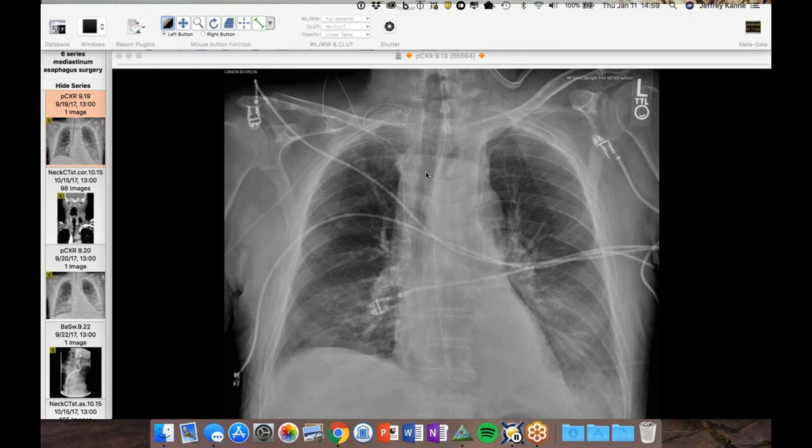And the important thing to notice is the location of the gastric tube. The conduit, the right paratracheal thickening is related to the conduit, and you can see there's some gas in here. So it's nicely tucked in the mediastinum, which is typically where the surgeons park these things.